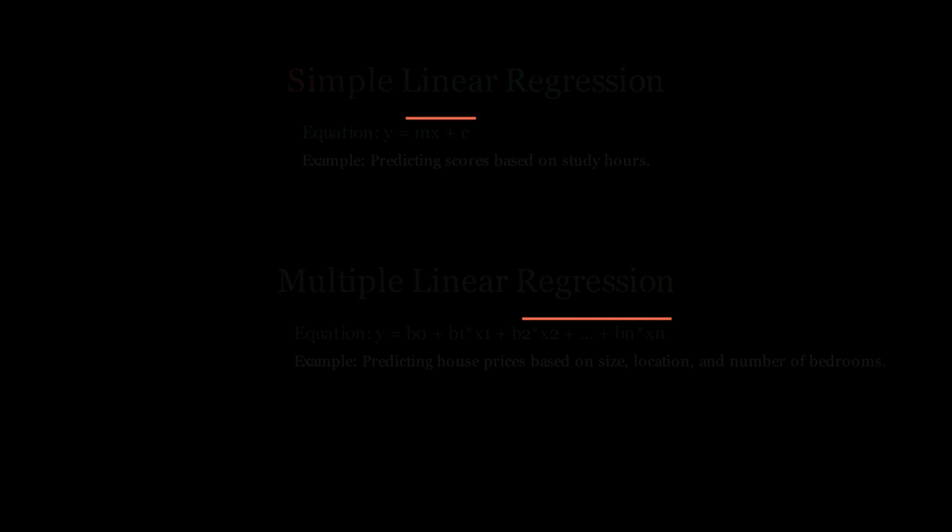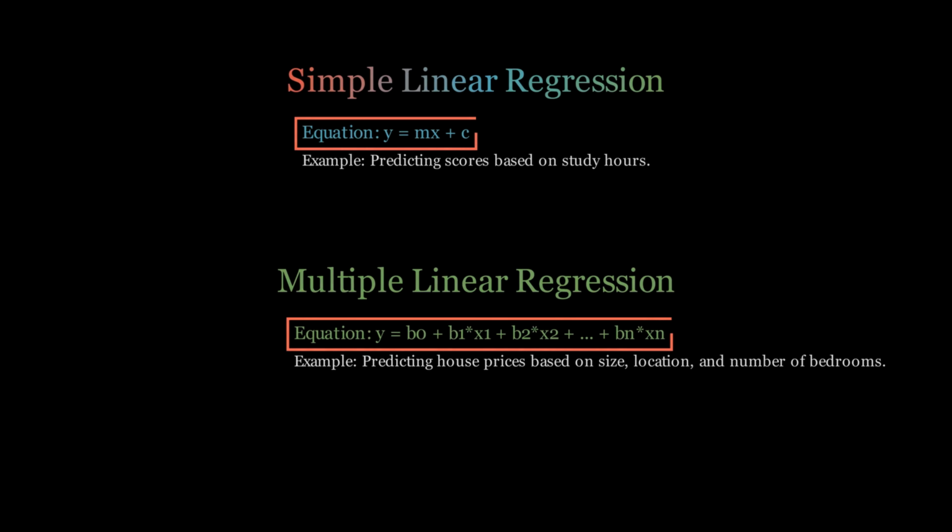Now, let's discuss the two main types of linear regression. The first is simple linear regression, which models the relationship between a single independent variable and the dependent variable. The equation for simple linear regression is y equals mx plus c, where m is the slope and c is the y-intercept. The second type is multiple linear regression.